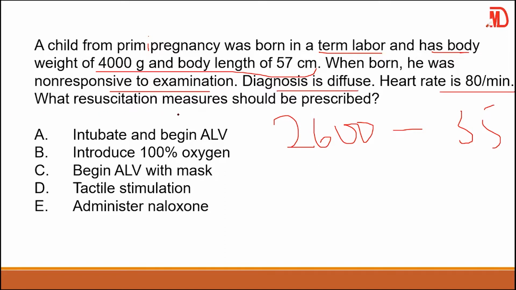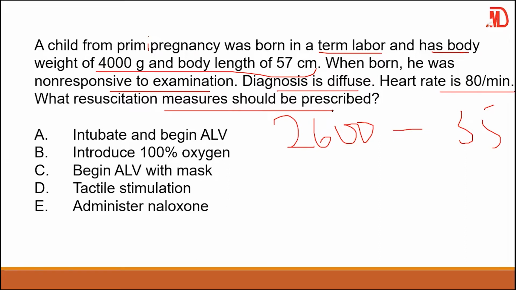What resuscitation measures should be prescribed? So you need to understand what resuscitation is. It is simply the process of correcting physiological disorders in an acutely ill patient. By physiological disorders, we are referring to things like breathing or heart rate. When there's difficulty in breathing, arrhythmias or heart problems, we do the resuscitation measure to revive the person.